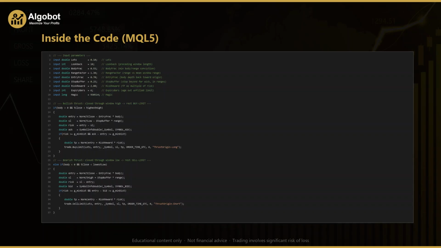The second block is the mirror image for a bearish thrust. Here the body must be negative and the close must be below the lowest low of the window. The entry is lifted back toward the origin, the stop sits above the thrust high plus the buffer, and the take profit is projected the same risk-reward distance below the entry. The code then places a sell limit order. Both sides share the same logic, simply reflected around the candle's direction.